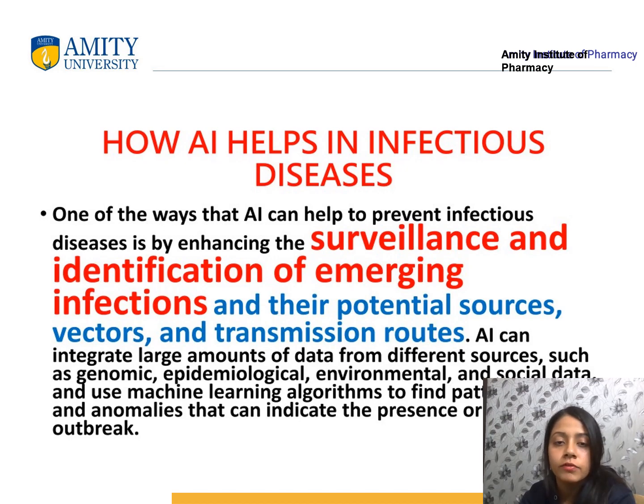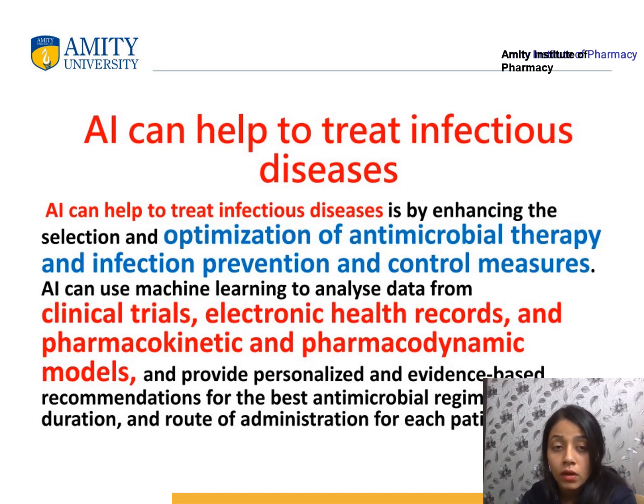So how does AI help in infectious disease? One of the ways that AI can help to prevent infectious disease is surveillance and identification of emerging infections and their potential sources like vectors and transmission routes. AI can help to treat infectious disease by optimizing antimicrobial therapy and infection prevention and control measures. AI can use machine learning to analyze data from clinical trials, electronic health records, and pharmacokinetic and pharmacodynamic models.